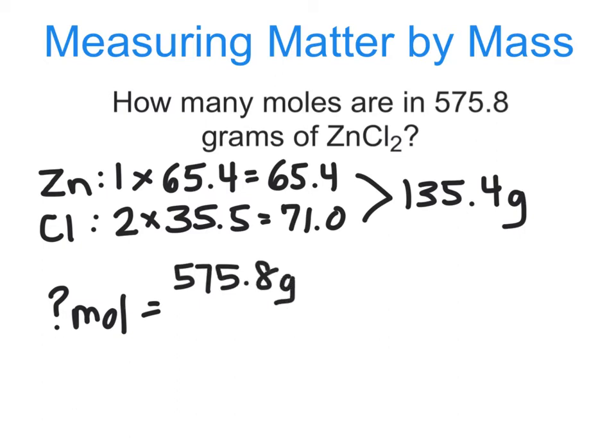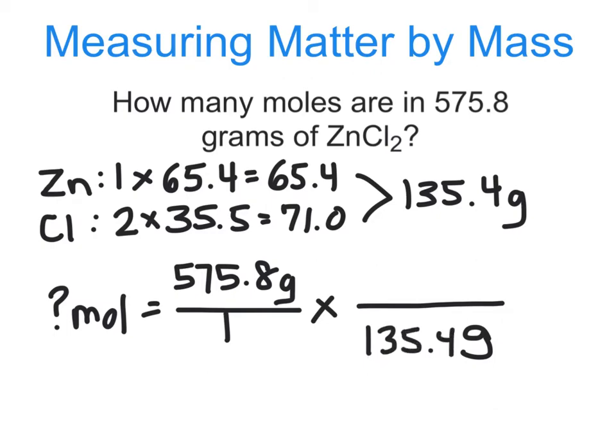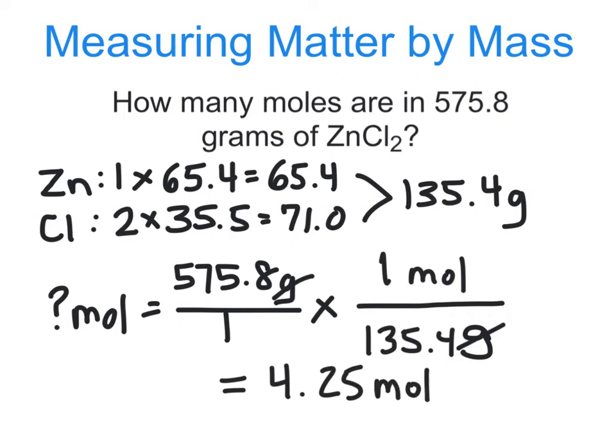575.8 grams over 1. I want grams to cancel, so I have to put grams on the bottom of my next fraction. And based on my molar mass, I know that I have 135.4 grams in 1 mole. So the 135.4 goes on the bottom, and 1 mole will go on the top. Grams cancels, and to solve this problem, I take 575.8 divided by 135.4, and I get a total of 4.25 moles of zinc chloride.